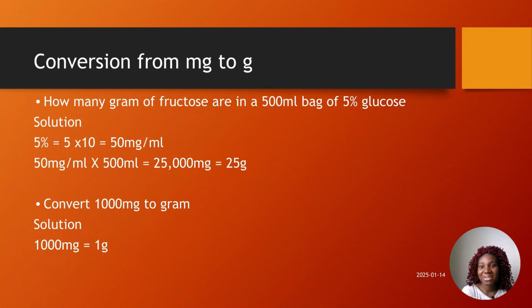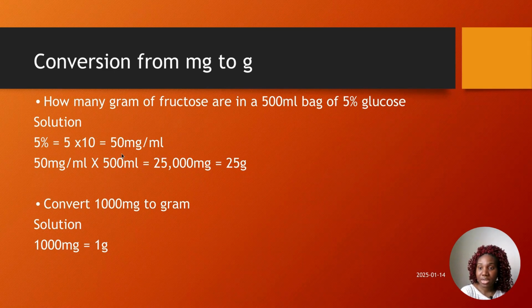So let's continue. How many grams of glucose are there in a 500 ml bag of 5% glucose? Please, whenever you see a percentage like this, 5% means 50 milligram per ml. So you just times it by 10. If you see 10%, it means 10 times 10, that's 100 milligram per ml. All right, so these are a sample of questions that you might see on that day also.